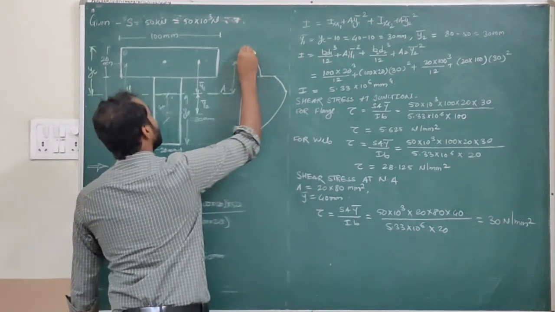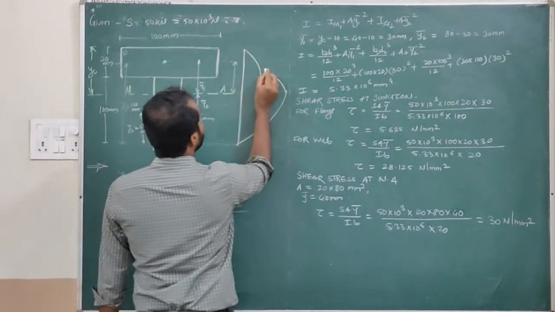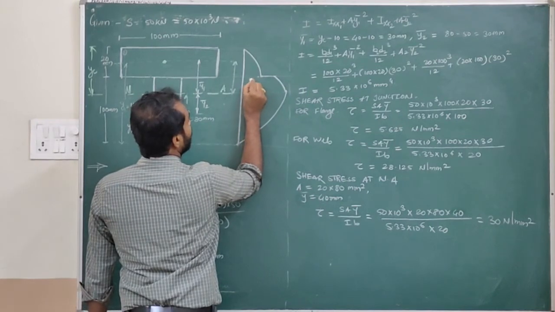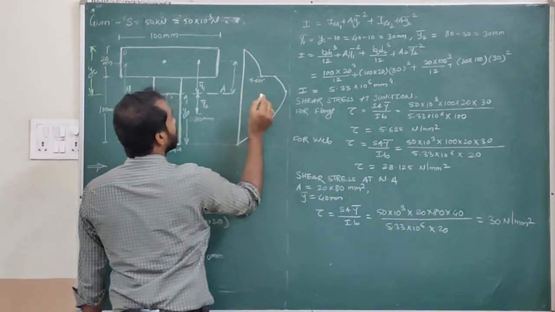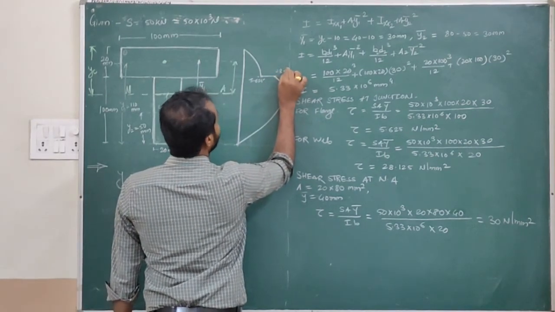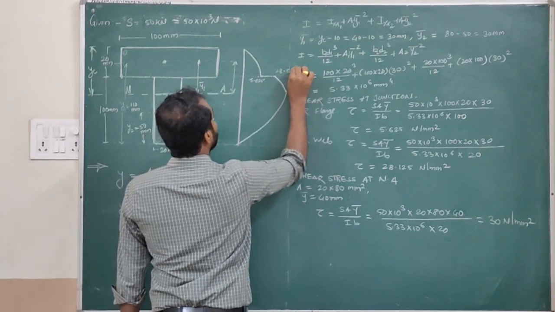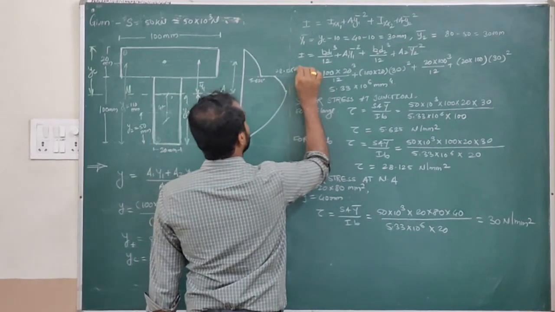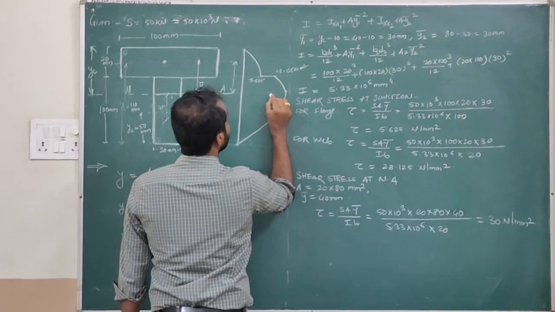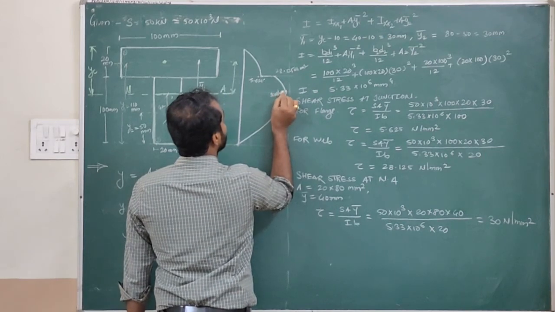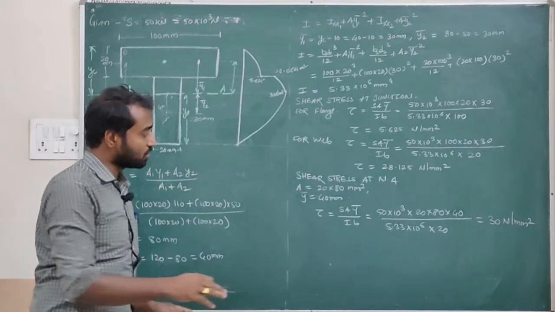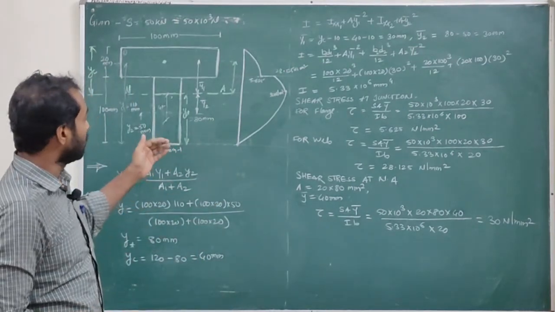So this will be shear stress distribution diagram for your given beam. This value is 5.625. This value is 28.125. And this value is 30 Newton per mm square. Okay, so this is how we have solved the numerical on shear stress distribution for a T-beam.